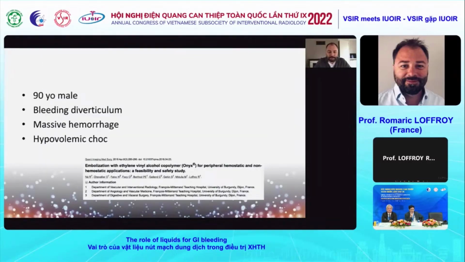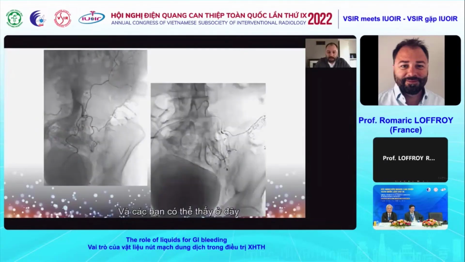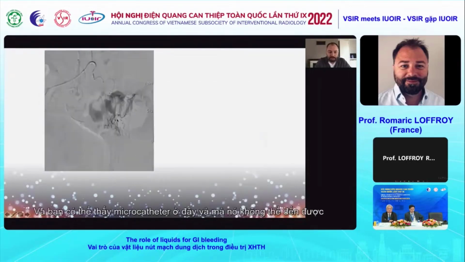So here, an old patient with a bleeding diverticulum, a massive hemorrhage, and you can see here this small extravasation from a sigmoid branch of the inferior mesenteric artery, and you can see the microcatheter.